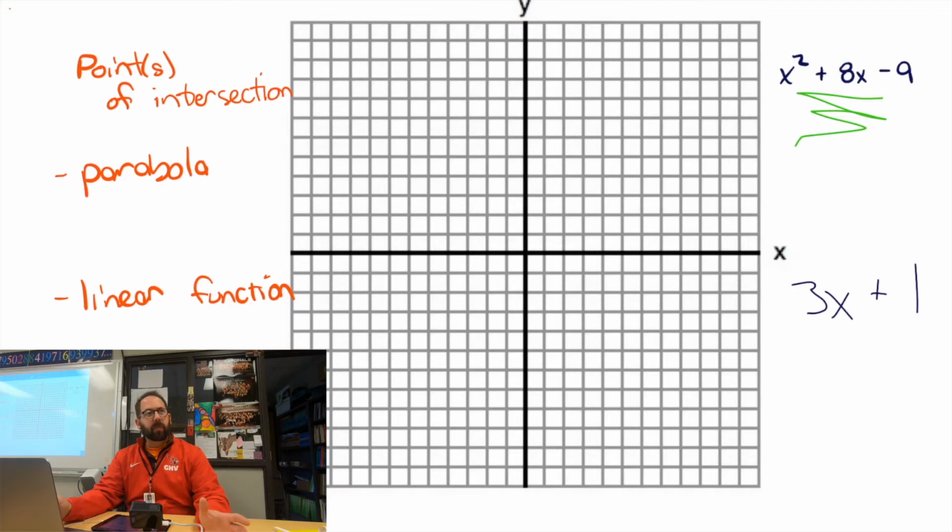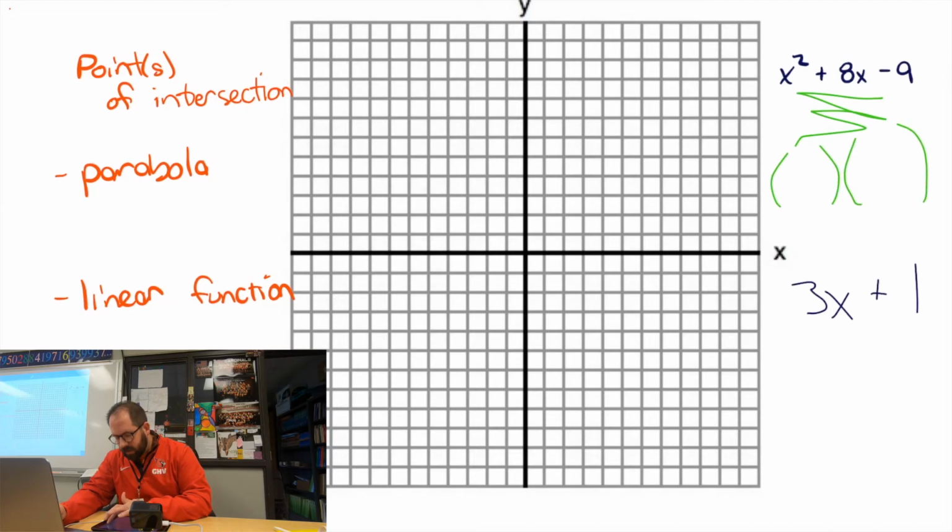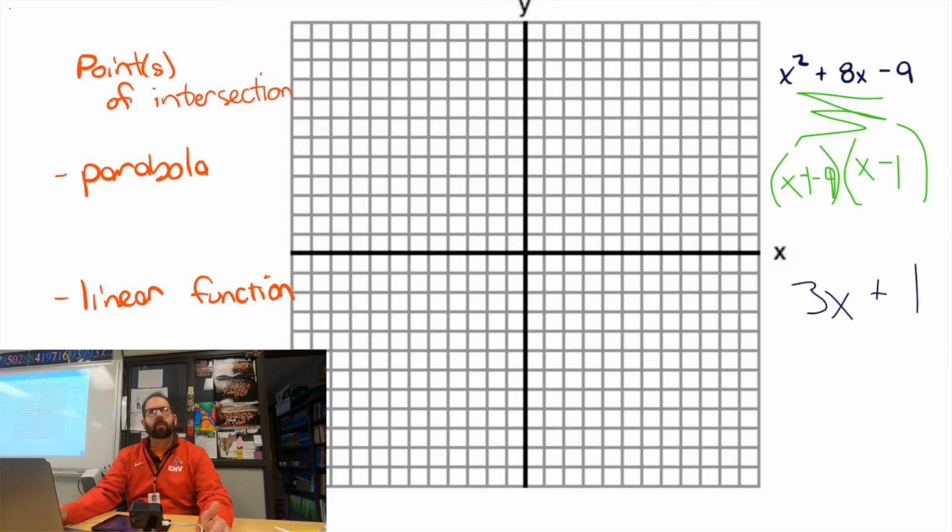We could factor it apart to figure out where the x-intercepts are. So how do you factor this? It'll be x and x. It'll be a plus and minus, because the minus sign in the back tells me it's plus minus. And then we have to break it up to go like 9 and 1, like that. And so it's x plus 9 and x minus 1.